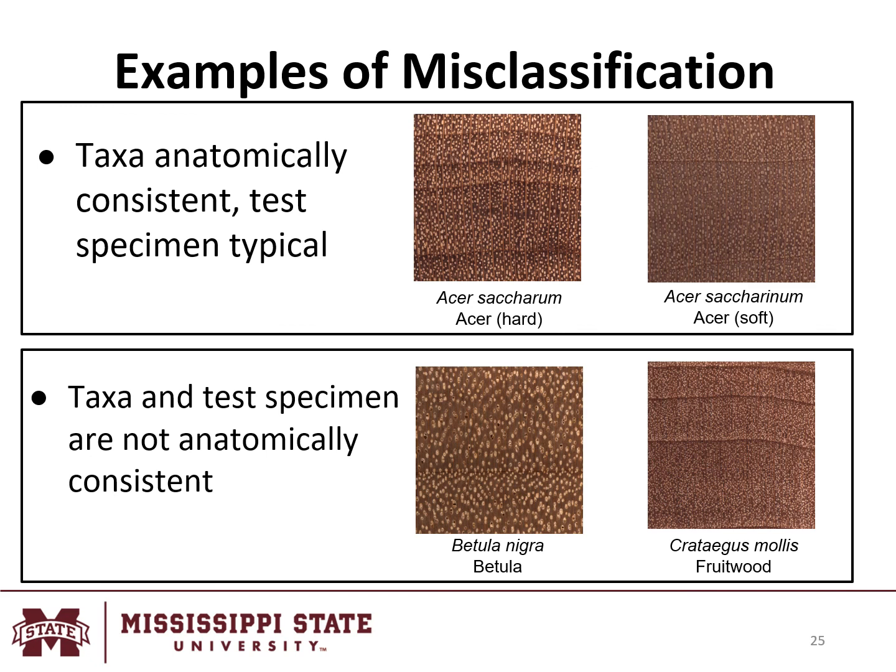On the bottom, we have another type of misclassification. This misclassification is inconsistent with macroscopic wood anatomy and would not be expected to be made by a human inspector. Here we see Betula nigra, which is in the Betula class, and Crataegus mollis, which is in the fruitwood class. And as you can see, the pores are greatly different in size as well as some arrangement.